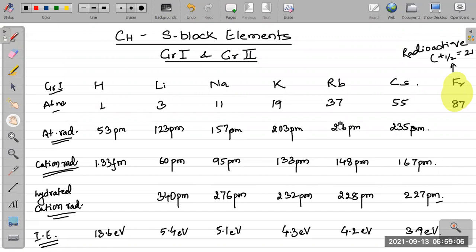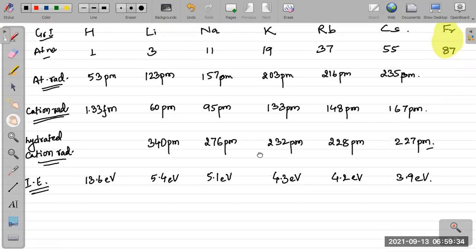So all the trends are pretty much clear. Atomic radius increases down the group. Cationic radius again increases down the group. Both atomic and cationic radii are increasing down the group. Hydrated cation size decreases down the group, from top to bottom it is decreasing. Not increasing. Why?